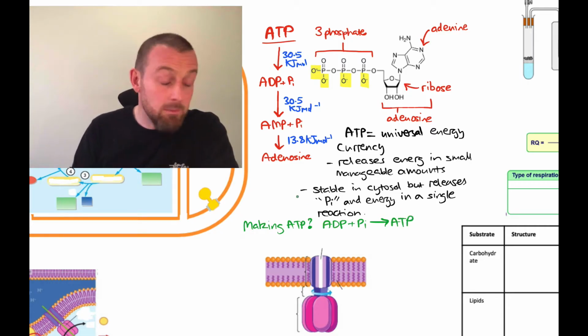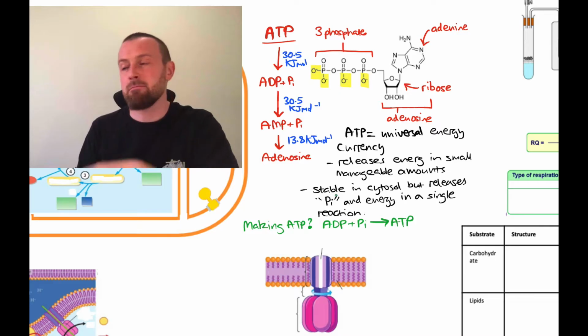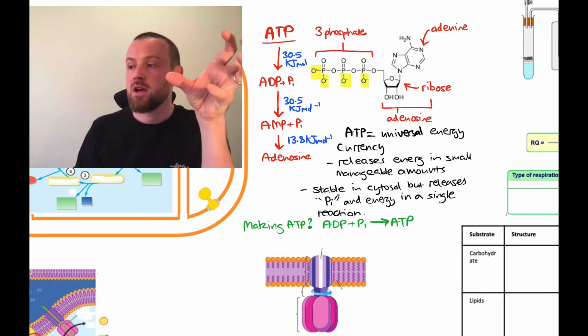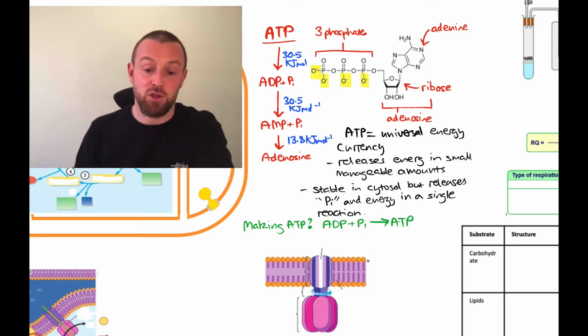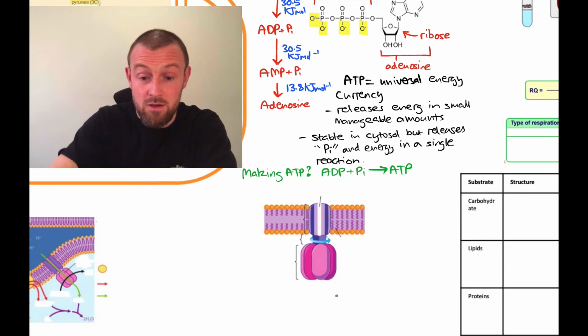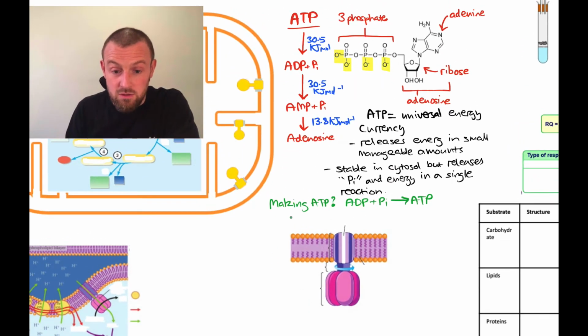Number one is called substrate level phosphorylation, which is a simple chemical reaction. And the other thing is called oxidative phosphorylation that uses this molecule down here. So let's do oxidative phosphorylation first. Oxidative phosphorylation.